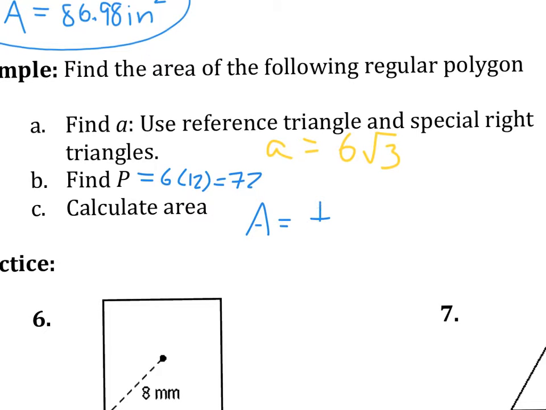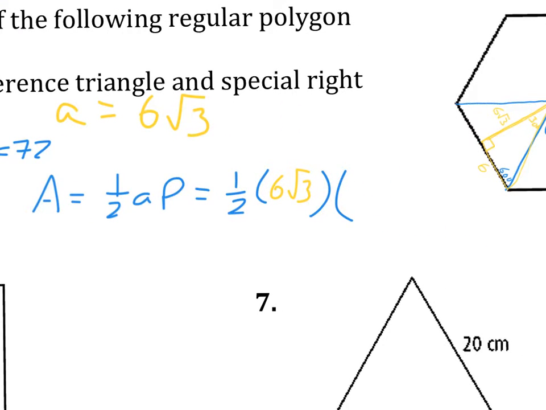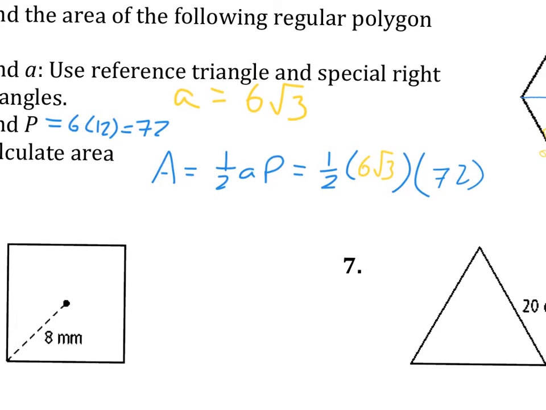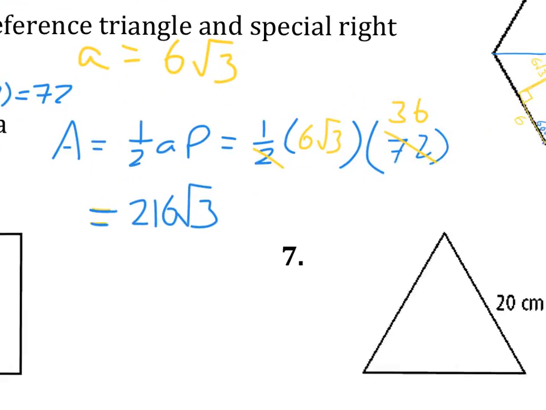So now I can plug it into my formula, 1/2 AP. So 1/2 times 6 radical 3 times 72. Now there are a couple ways to write this answer. We can write it as an exact answer. So when I reduce here to get 36, so area is exactly 216 radical 3. And let me make sure my units are correct, inches squared.